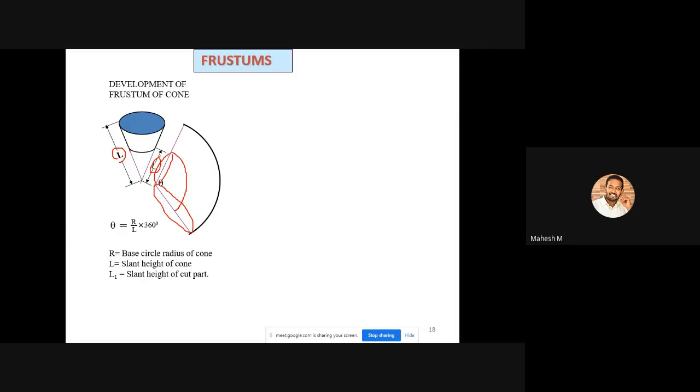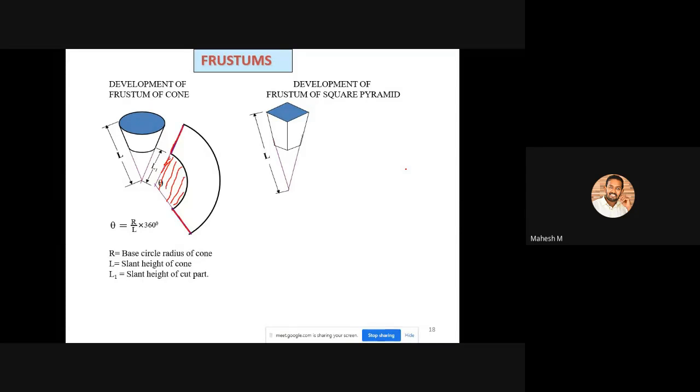That means the length up to where the section line comes is equal. So what is meant by that? Only this is our solid. This particular portion has been removed due to the cutting plane. So this is what is called the development of frustum. Similar to that, you can create a development for a pyramid, which is also called a frustum.